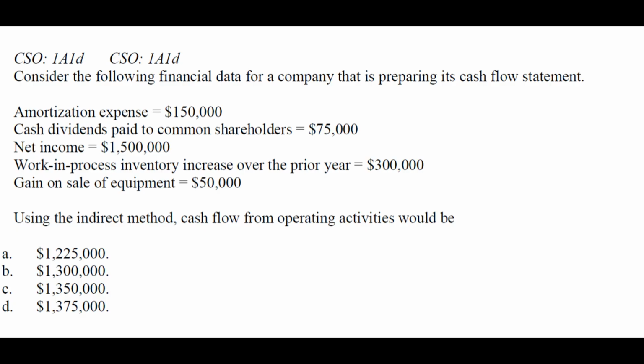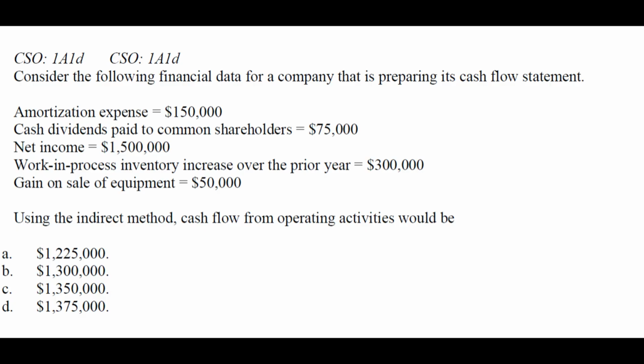A. $1,225,000. Incorrect. This incorrectly incorporates items that do not affect operating cash flow. B. $1,300,000. Correct. This correctly applies all required indirect method adjustments. C. $1,350,000. Incorrect. This likely fails to deduct the inventory increase. D. $1,375,000. Incorrect. This incorrectly includes dividends or omits one of the required adjustments.